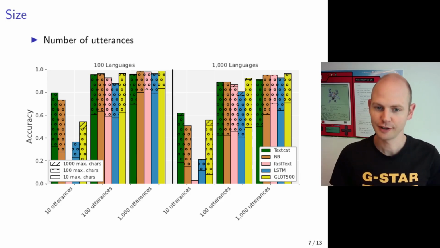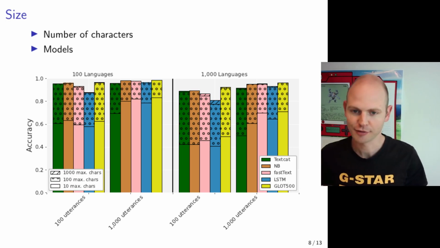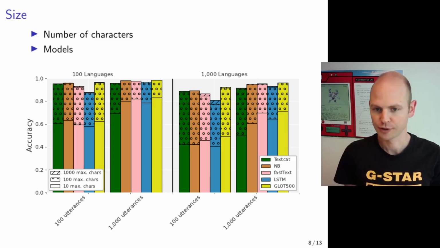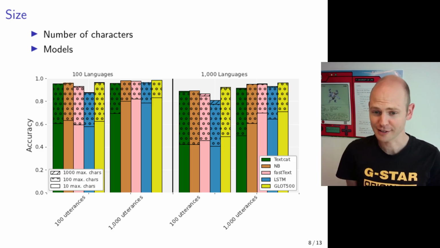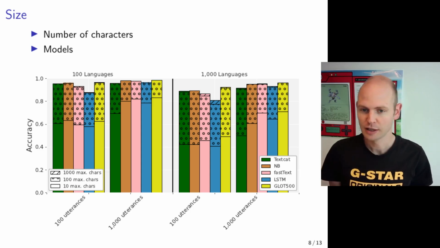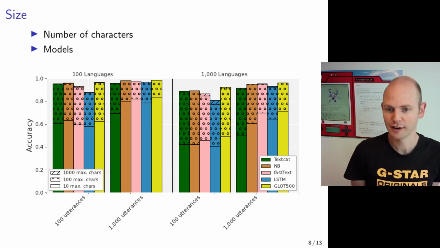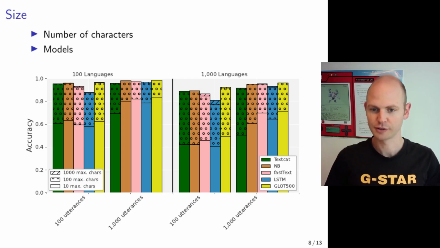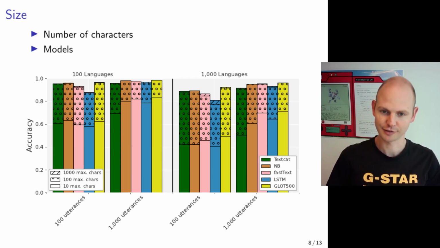Now if we zoom in further and we remove the 10 utterances because of the low performance, we can next talk about the number of characters and the models. The number of characters are here indicated within each bar, and we can very clearly see that 10 characters is not enough information, but with 100 we already get quite far, and then if you move to 1,000 you get only very small returns. So 100 characters is also usually enough.